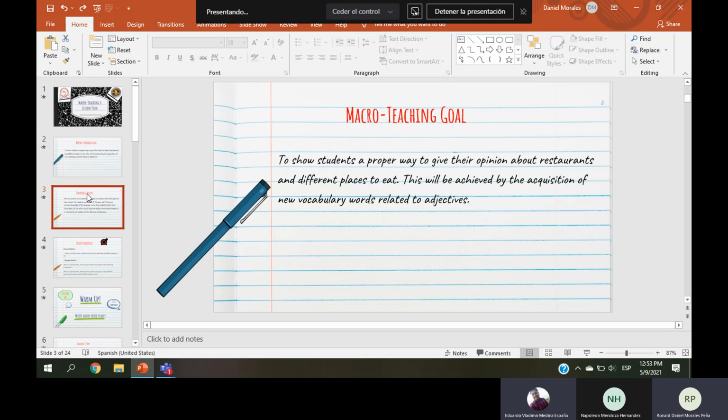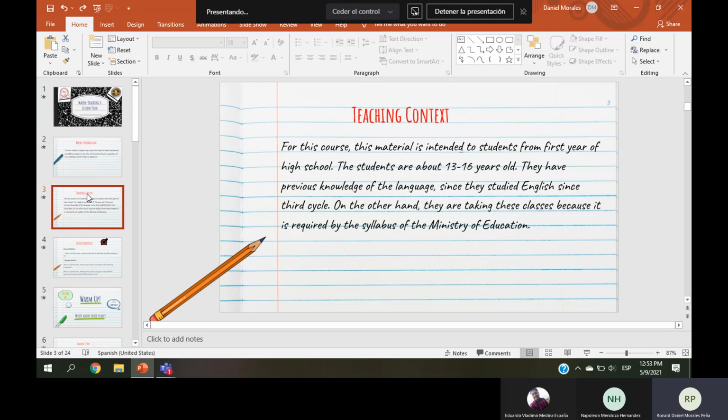Okay, now I'm going to read the teaching context. For this course, this material is intended for students from first year of high school. The students are about 13 to 16 years old. They have previous knowledge of the language since they studied English since third cycle. On the other hand, they are taking these classes because it is required by the syllabus of the Ministry of Education.